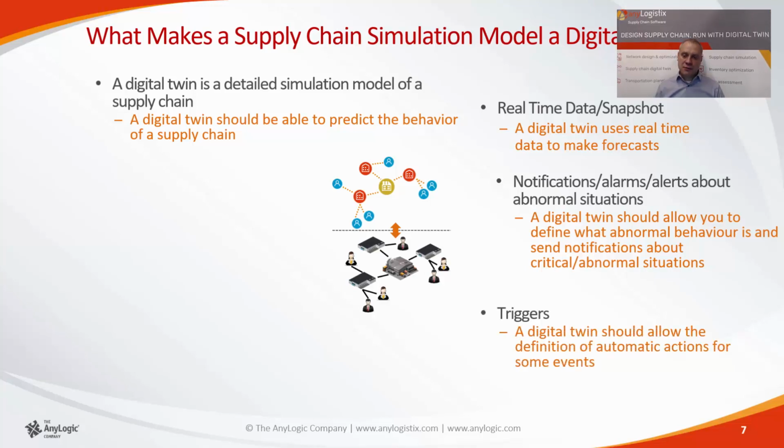Another important thing, triggers. These are automatic actions. Basically it describes: if something happens, then do this. Like an example we just discussed on the previous slide. For example, digital twin may run optimization in certain situations.